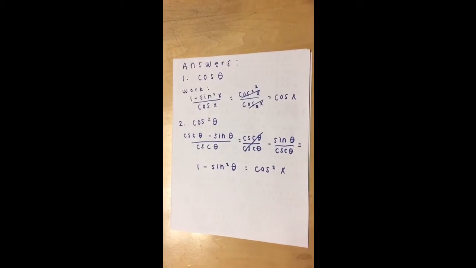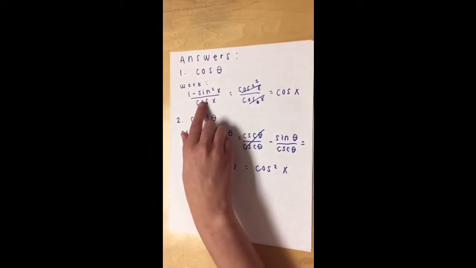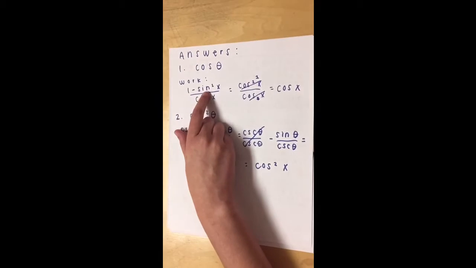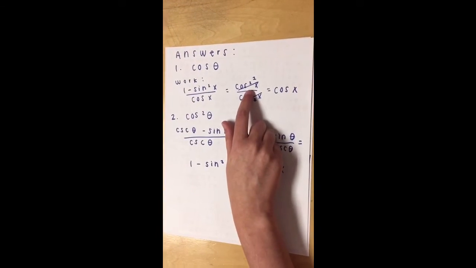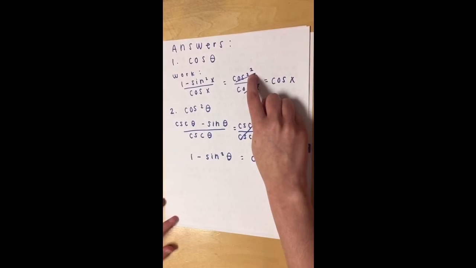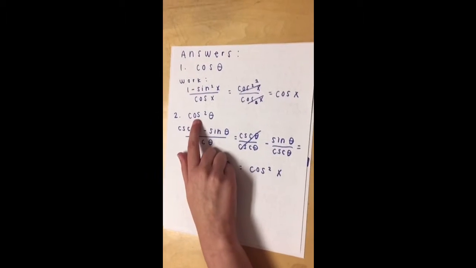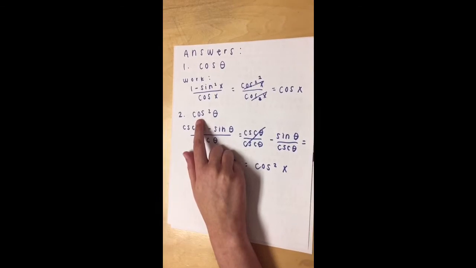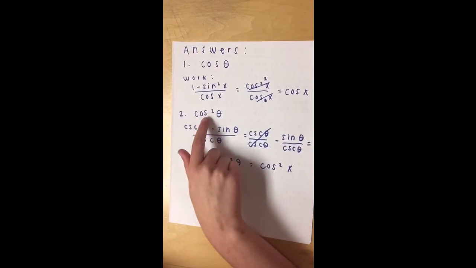And the answers. So number 1 is cosine, and here is the work right here if you want to see it. So 1 minus sine squared is equal to cosine squared over cosine, and that leaves you just one cosine left in the numerator. So for number 2, the answer is cosine squared.